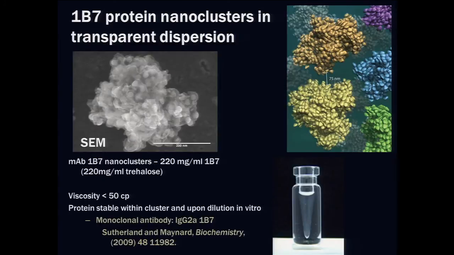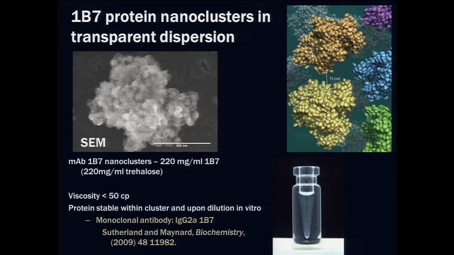And if you go in and create clusters in the laboratory, this is an example from a therapeutic protein, 1B7. What you see is that at very high sugar concentrations and high protein concentrations, so here it's 220 mg per mL of 1B7 and a similar concentration of trehalose, you get clusters, and you can observe them by cryo-prepared SEM or by dynamic light scattering. And it turns out that the solution is still clear because of the size and the optical properties of these proteins, and the viscosity is still low enough that you can push it through a needle.